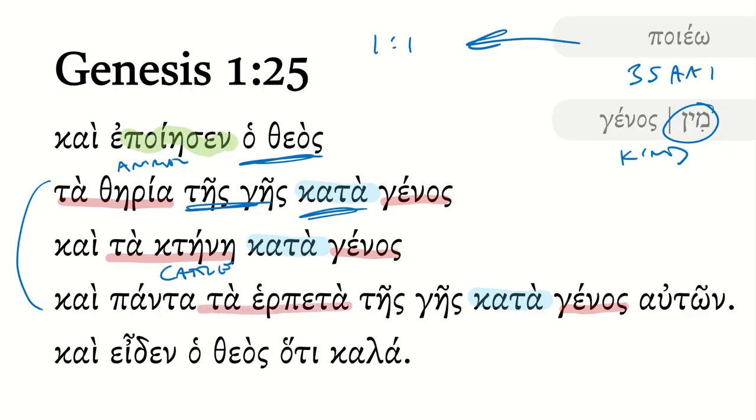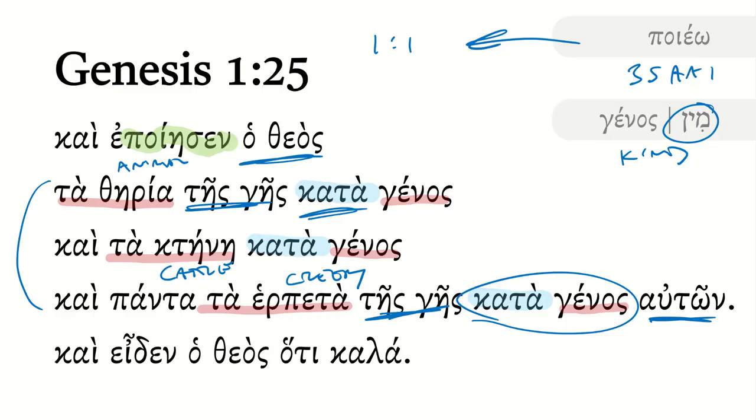And then all the herpeta, remember these are the creepy crawlers, the reptiles that are on the earth, and they are also according to their kind. So God has sort of taken the created set of animals, and he is distinguishing them according to their phyla and so forth, if you will.